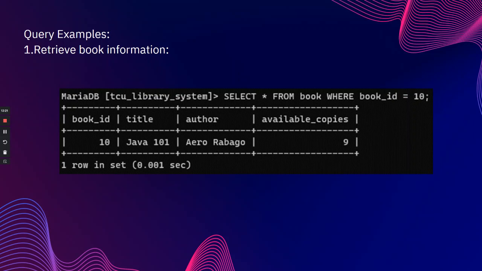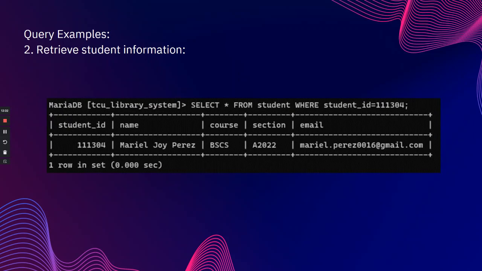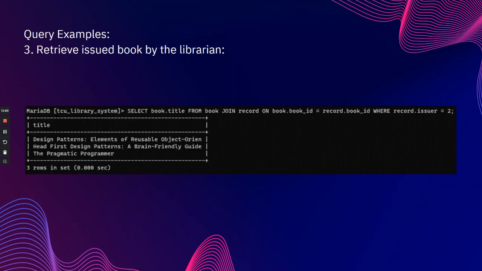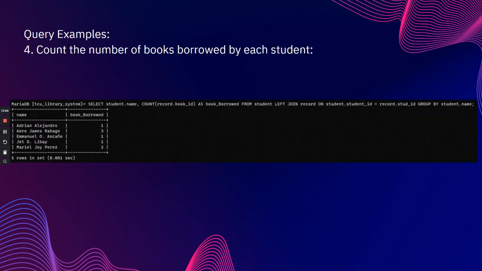Query examples. Retrieve book information: select all from book where book ID is equal to 10, and here is the output. Examples for query: retrieve student information. Query examples for retrieving issued books by the librarian. Query examples for counting the number of books borrowed by each student, and here is the output.